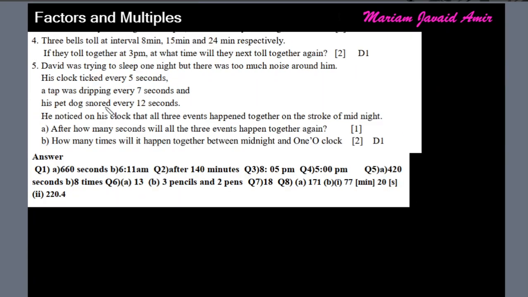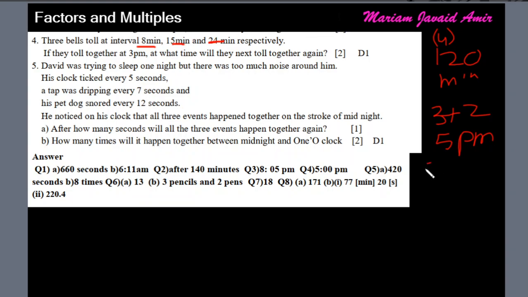Okay, so let's quickly go over question number 4. 3 bells toll at intervals of 8, 15 and 24 minutes. If they toll together at 3 p.m., at what time will they toll again? So first you'll have to find the LCM of 8, 15 and 24. You'll get certain minutes that you'll add to 3. I believe you will get 120 as the answer for the first part, 120 minutes, which is 2 hours. So 3 plus 2 hours will give us 5 p.m. Okay, this would be question 4.